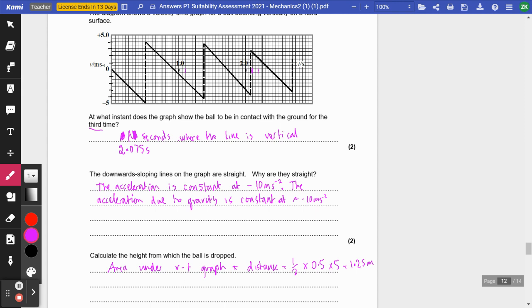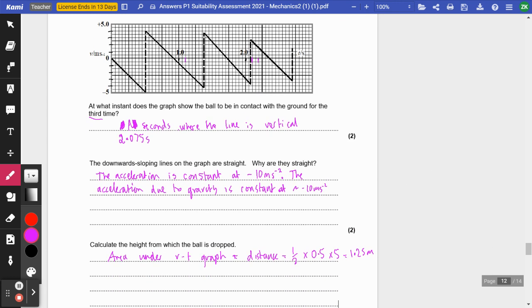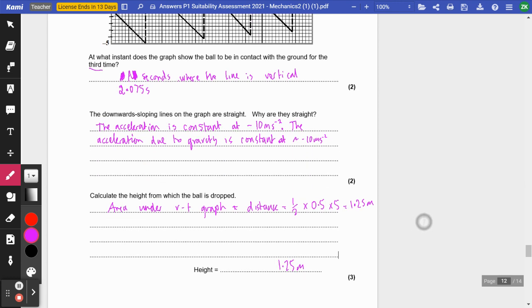I've worked it out as well. Minus 10 meters per second squared. That's the rise over the run, and I get minus 10. And when you look at the context of the question, the ball is falling vertically, so it's the acceleration due to gravity, which we know is approximately minus 10 meters per second squared.